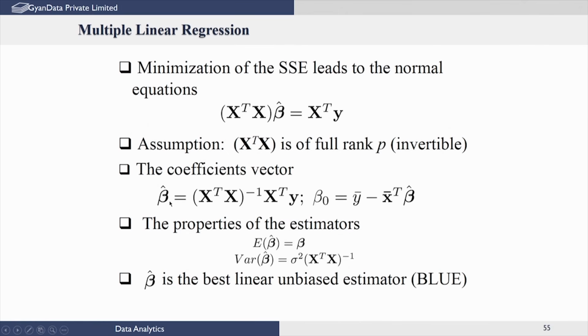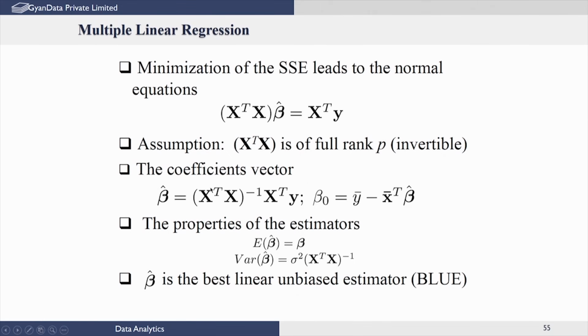So, once we get beta 1, the slope parameters, beta naught can be estimated as the mean value of y minus the mean vector X transpose times the slope parameter. Notice that this is very similar to what we have in the univariate case, where beta naught estimate is nothing but y bar minus x bar into beta 1. So, it is very similar to that, you can see.